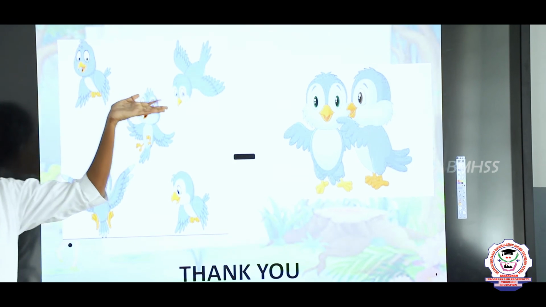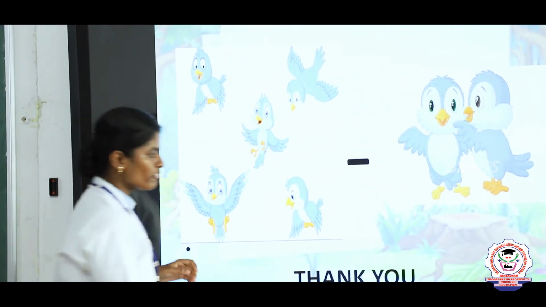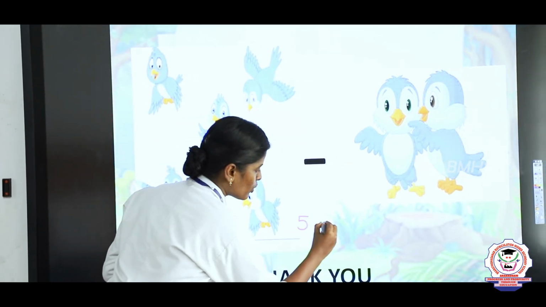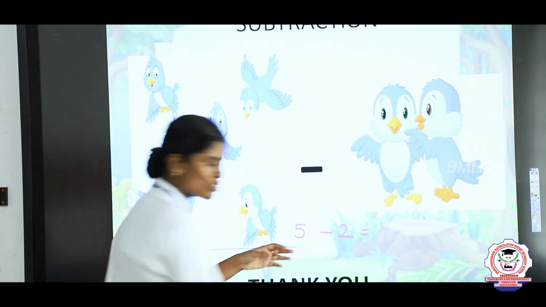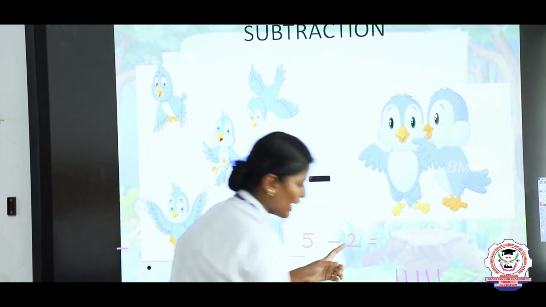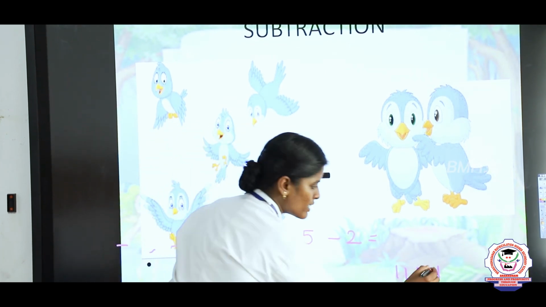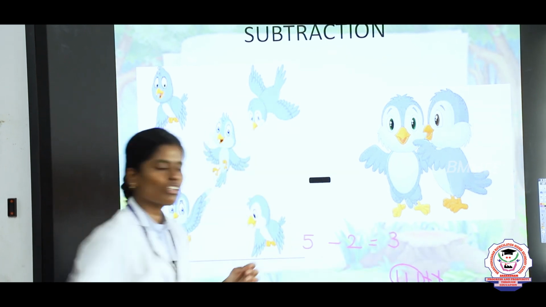Listen. In subtraction, in the first group we have 5 birds. How many birds are there? 5 birds. In the second group we have 2 birds. So now we are going to subtract this, 5 minus 2. Take 5 lines, 1, 2, 3, 4, 5, and subtract how many lines? 2 lines. So remaining how many birds will there be? 3 birds. So the answer is 3.